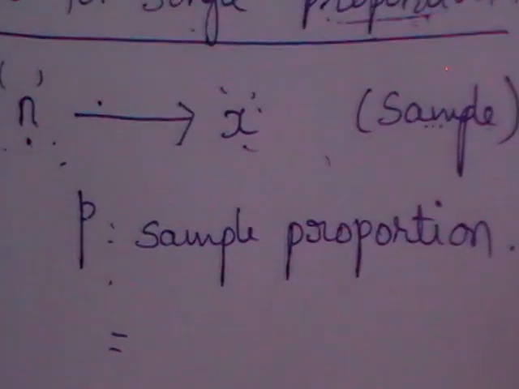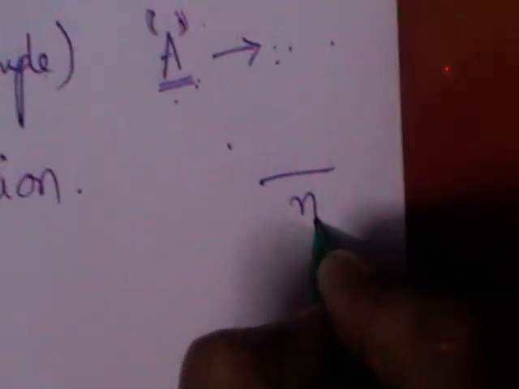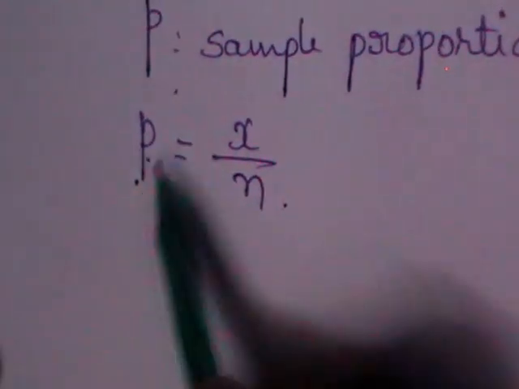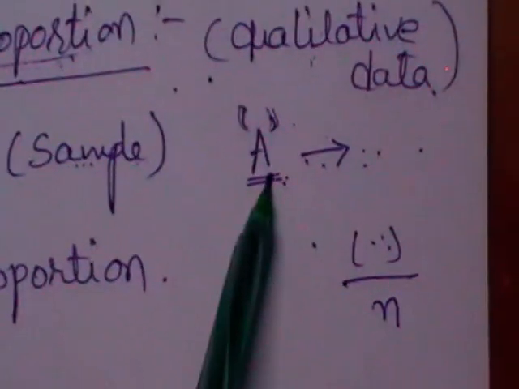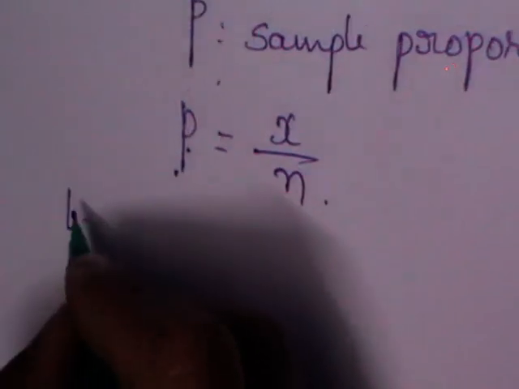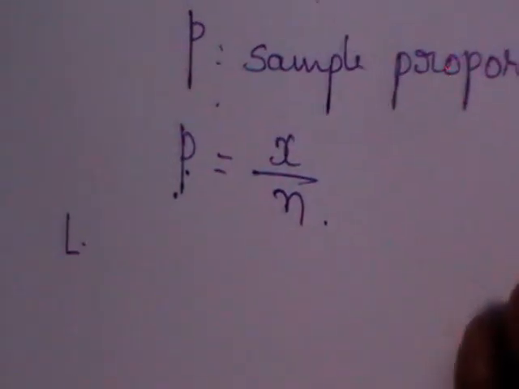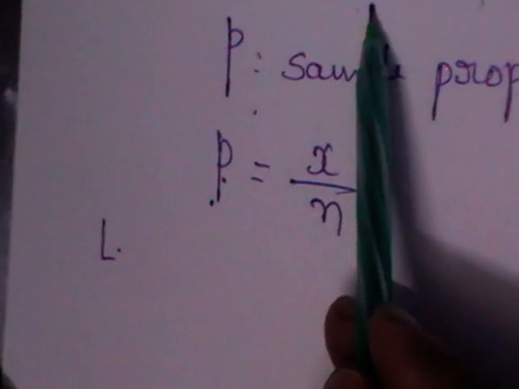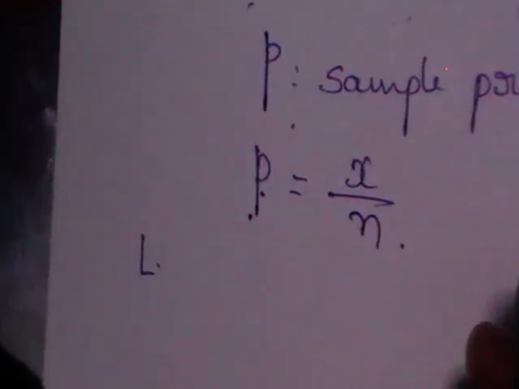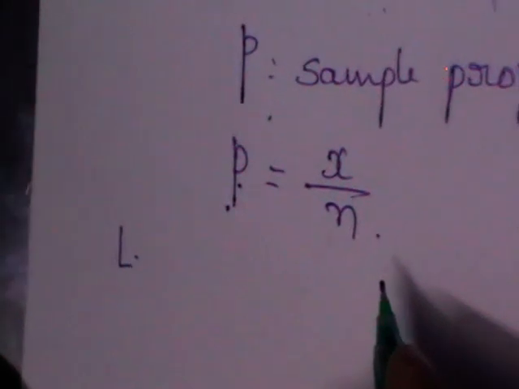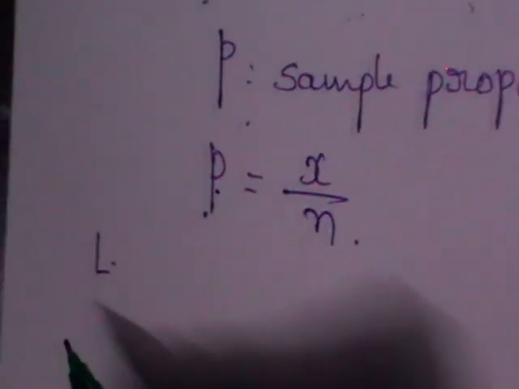How do you define proportion? In general, the total is in the denominator, and in the numerator is the number of individuals having the particular characteristic under study. Here p will be x by n. This p indicates the sample proportion of individuals having the characteristic A. As we are classifying the entire sample n into two categories, having the characteristic A and not having the characteristic A, we can term those as success and failure.